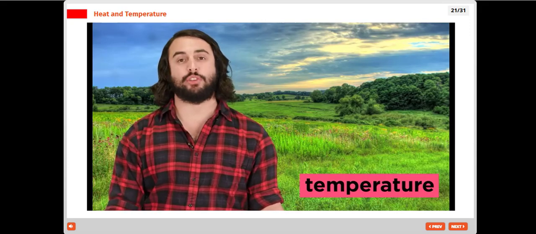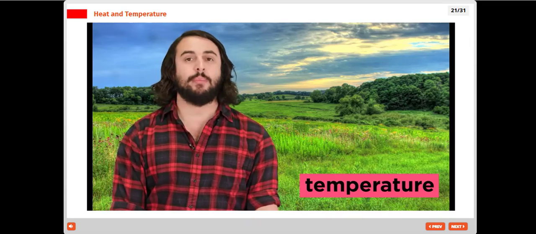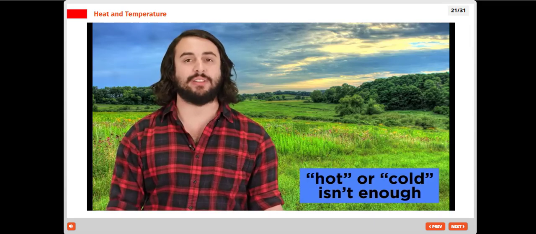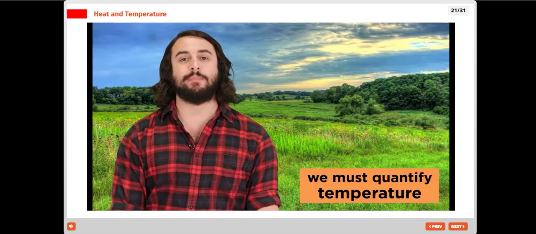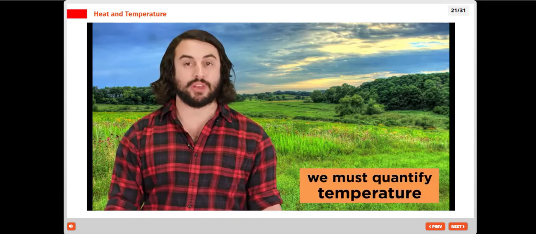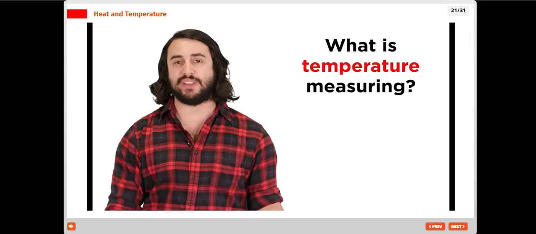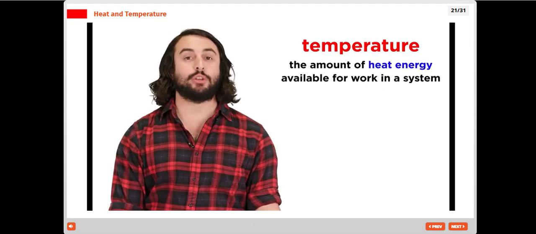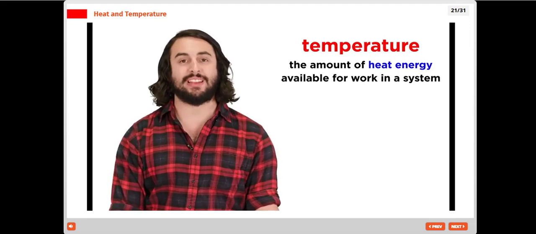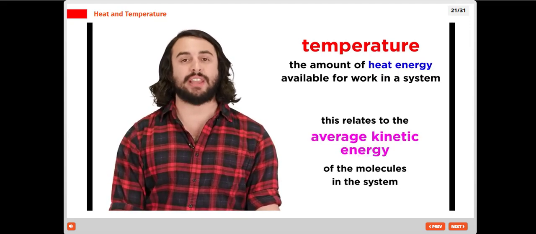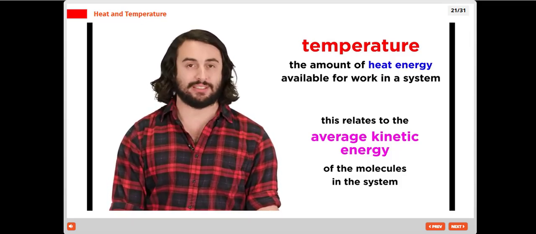We can start with temperature, like the temperature outside today. It might be hot, it might be cold, but in science, we want to quantify everything that we can. So saying something is hot or cold just isn't enough. We want to be able to say how hot or cold with numbers. But that begs the question, what is it that temperature is physically measuring? Temperature is measuring the amount of heat energy available for work in a system. And heat energy is related to the average kinetic energy of the atoms and molecules within that system.